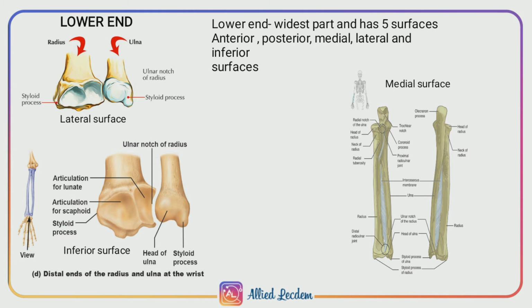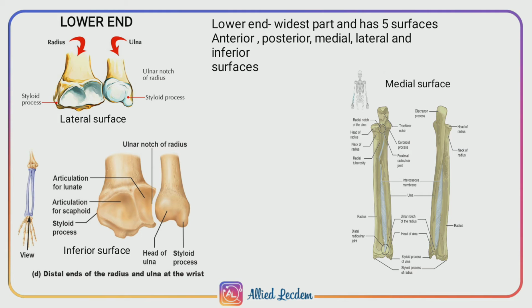The lower end has five surfaces. First, the anterior surface, which forms a prominent ridge where the radial artery is palpated. Next is the posterior surface, which has four grooves for the extensor tendons. Third is the medial surface, occupied by the ulnar notch for the head of the ulna to articulate. Fourth is the lateral surface, which is prolonged towards the styloid process. Fifth is the inferior surface, which bears a triangular and a quadrilateral area where the scaphoid and lunate bones attach to form the wrist joint.